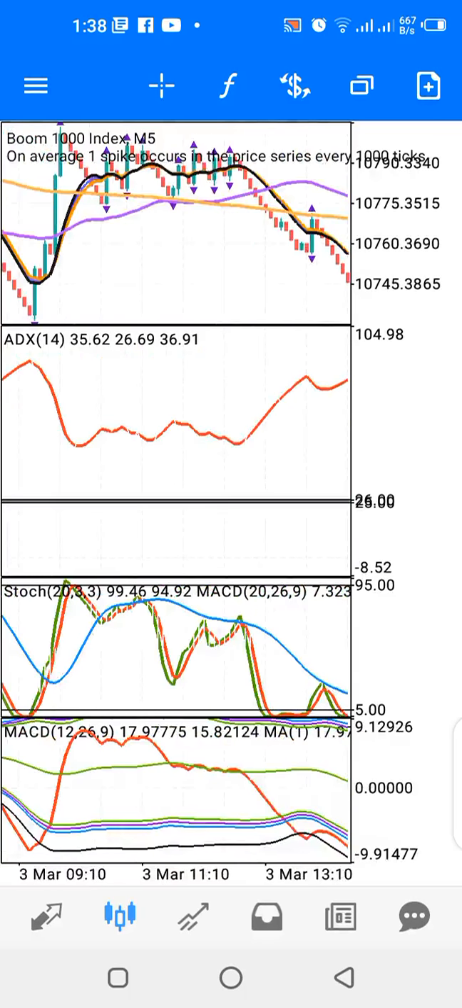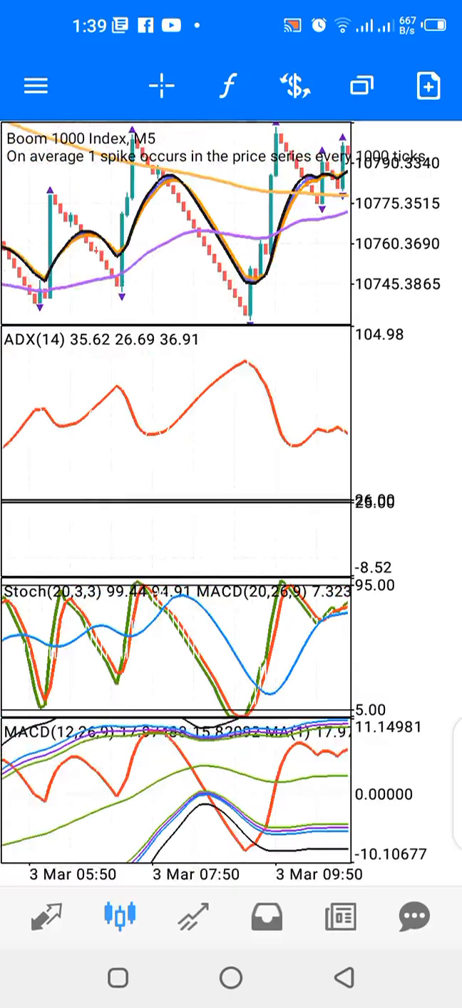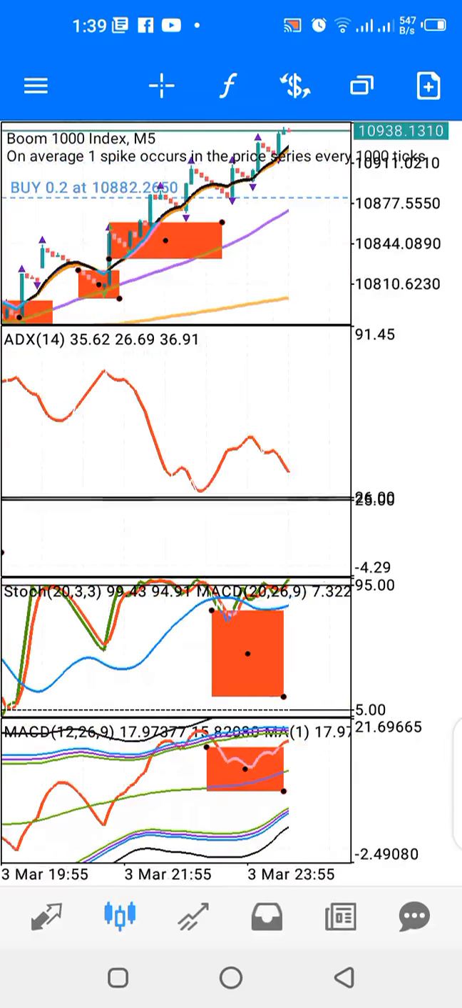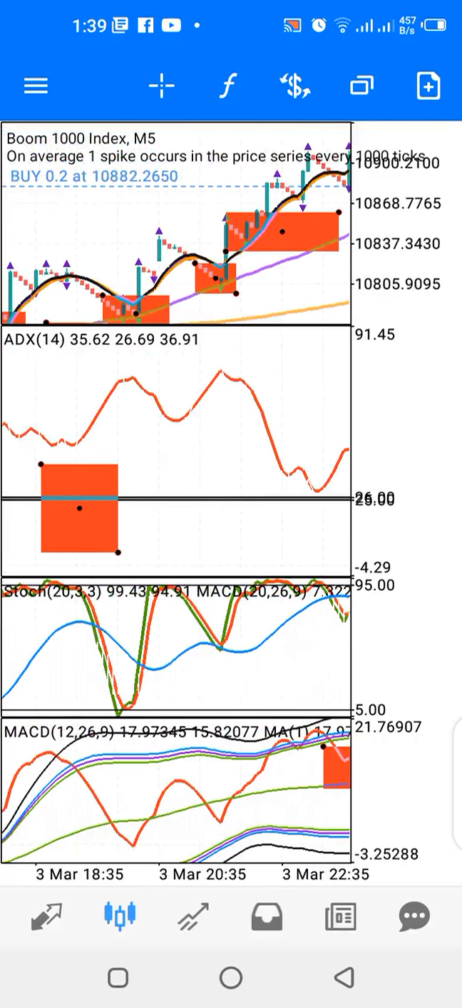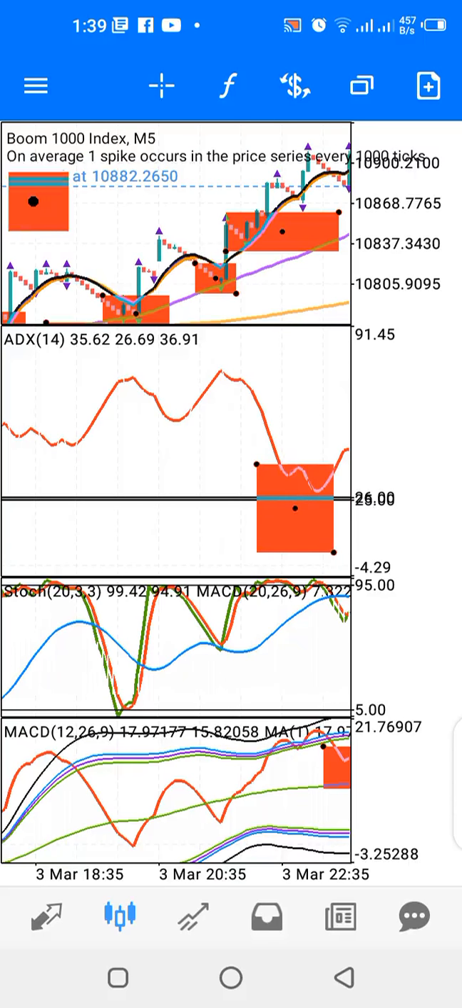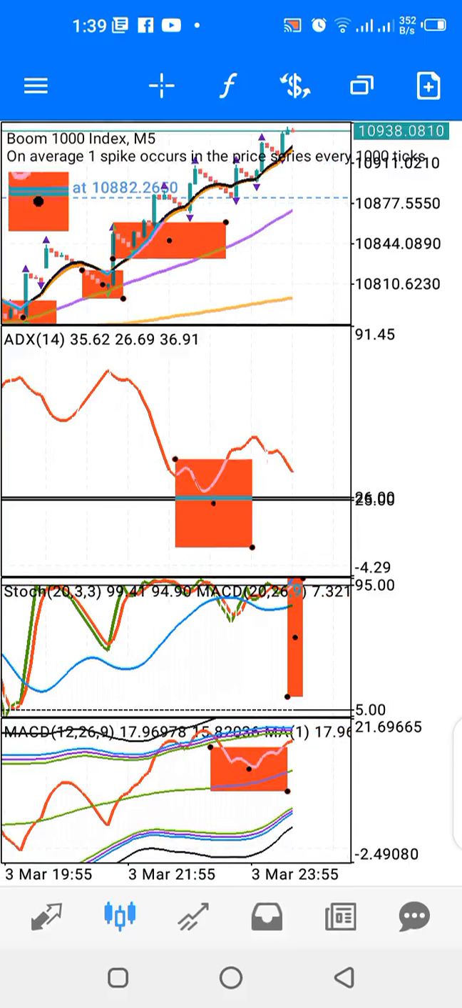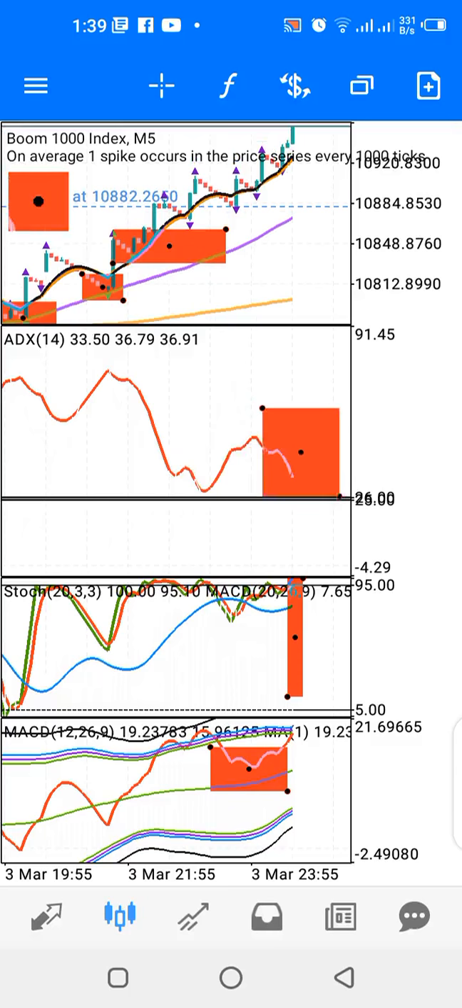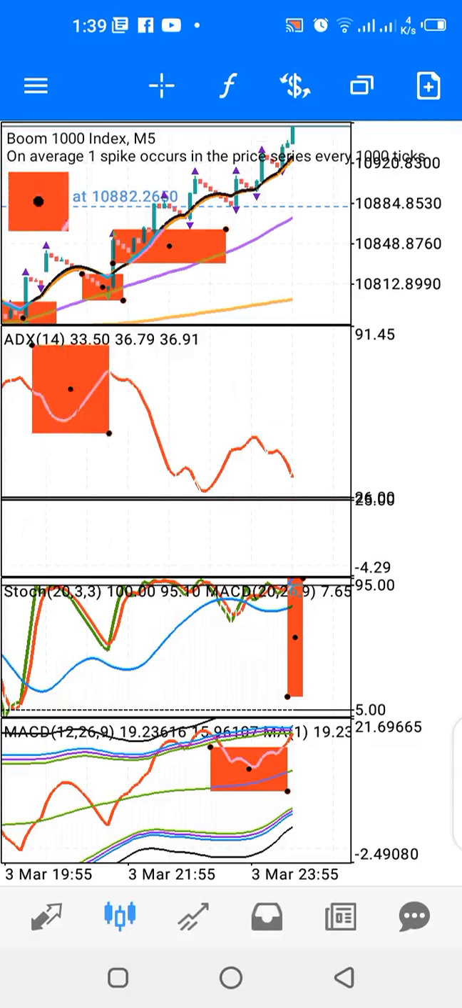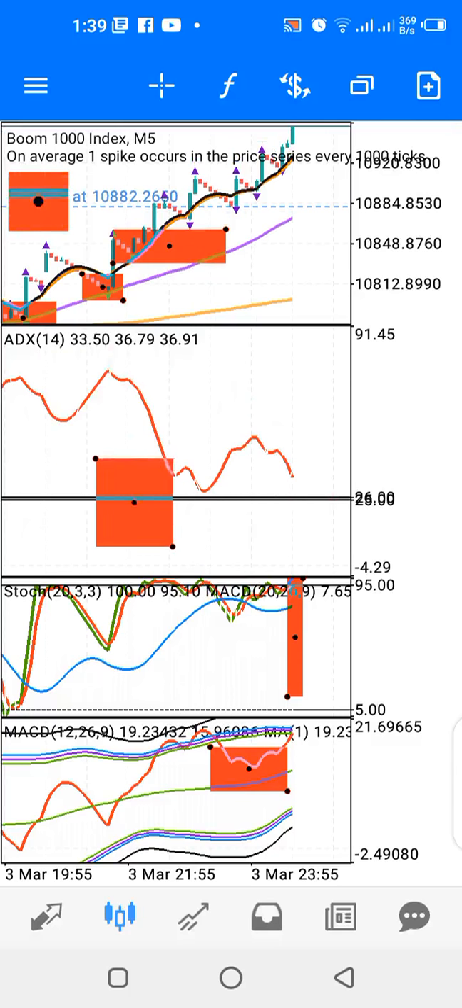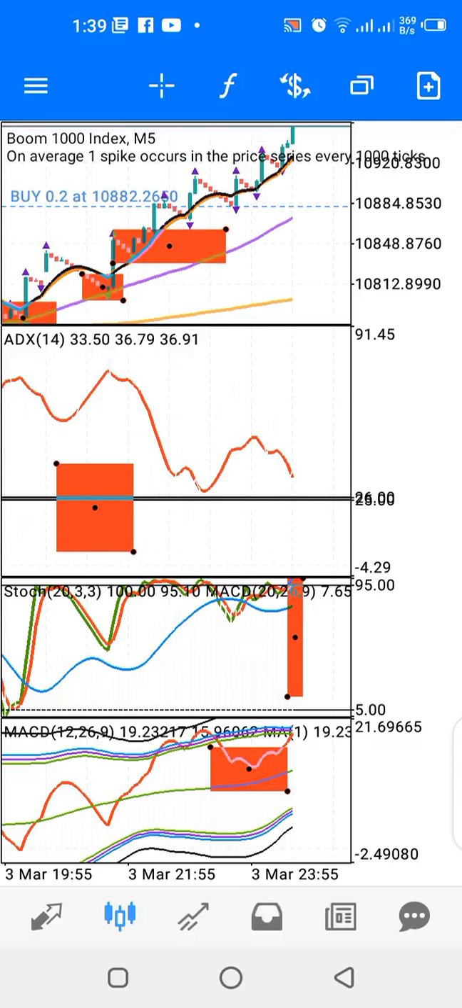Like I said, it's mostly above, but when it goes below, when it stays below the 25, 26 level, then you stay out, because you may have a range at that point. So you only buy as long as the red line, the ADX line, is above the 25, 26 level. That's for indicator window 1.